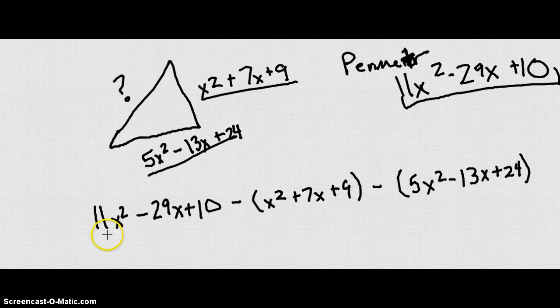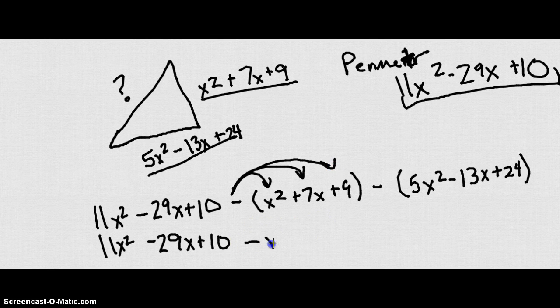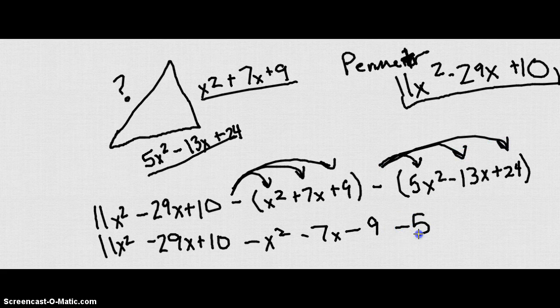So that's going to simplify down to 11x squared minus 29x plus 10. We'll distribute this negative. So we get negative x squared minus 7x minus 9. Distribute the negative. We get minus 5x squared plus 13x minus 24.